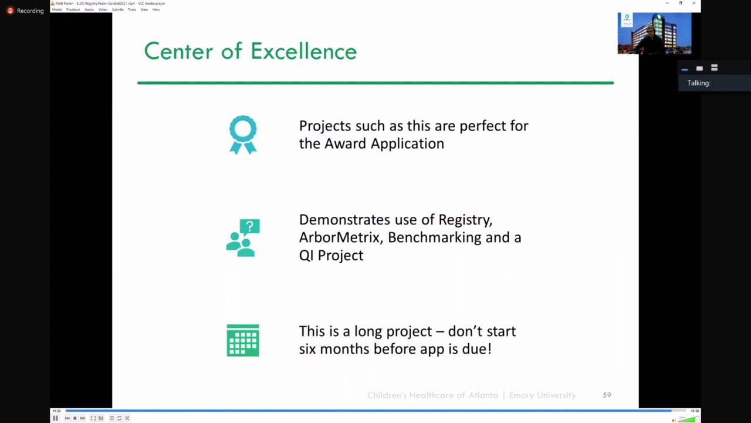The other plug I would put in for this is many of you end up applying for our Center of Excellence Award, and these kinds of projects are perfect for that award application. It is a great example to show how you're benchmarking against other centers, how you're using registry data, and the fact that you do have ongoing QI projects. The one piece of advice I would give you is these are not short projects, so don't just start them immediately. Take your time and work through them.